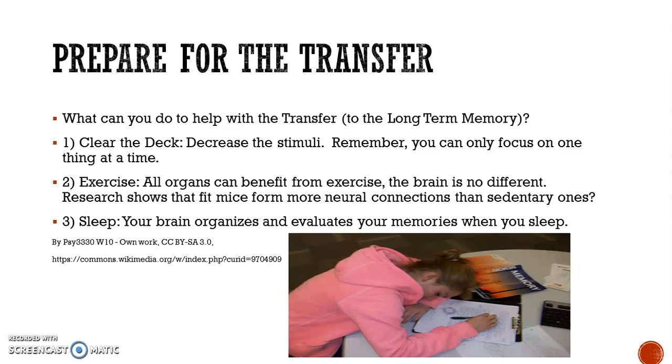Second, exercise. Believe it or not, all organs can benefit from exercise, and the brain is no different. Research shows that fit mice form more neural connections than sedentary ones. And finally, sleep, because your brain organizes and evaluates your memories when you sleep. Ironically, to see what she's holding right there, memory.